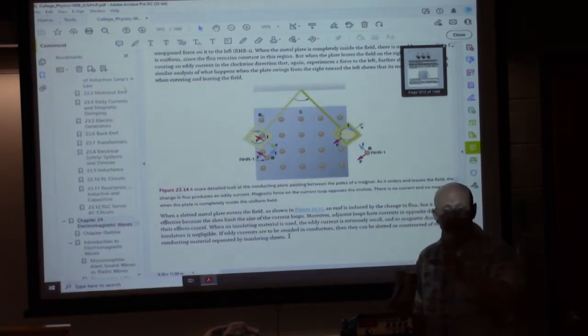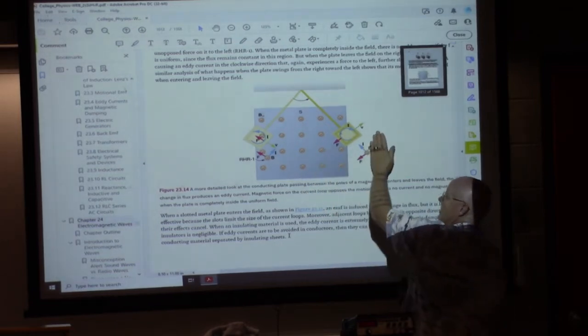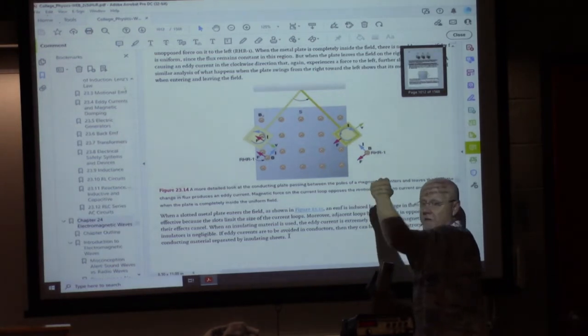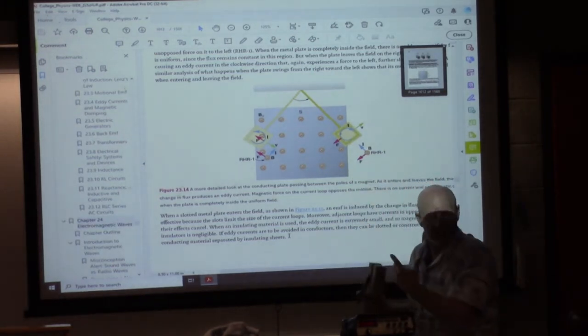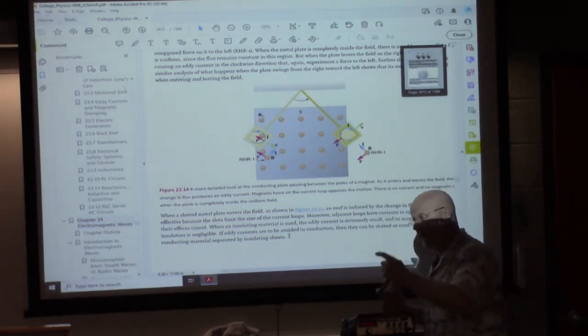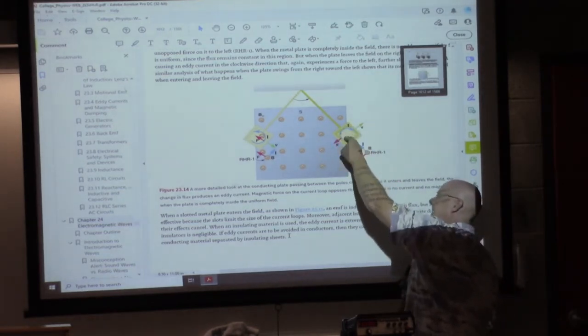Remember, Lenz's law says we oppose the change. So if we've got 10 going down to 0, the eddy current in that one wants to make it so the flux is inward. It makes up for that loss. So what direction would the current have to be to make the flux inward? Clockwise. There it is.